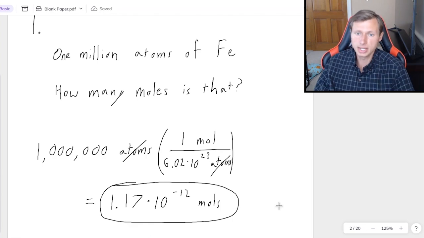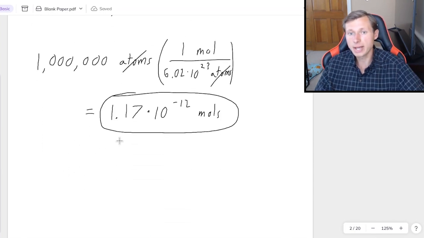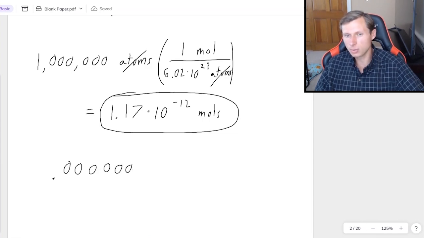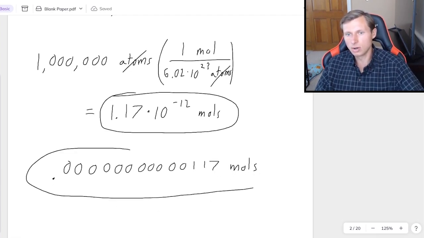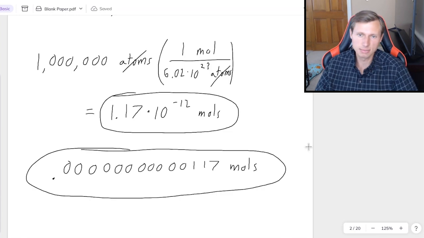By the way, this is an extremely small number. So when I said it's going to be a lot of moles earlier, that was a joke. As a matter of fact, this number is so small, it's equal to 0.000000000000117. And that's how many moles are in a million atoms of iron. So I think you'd agree, pretty small.